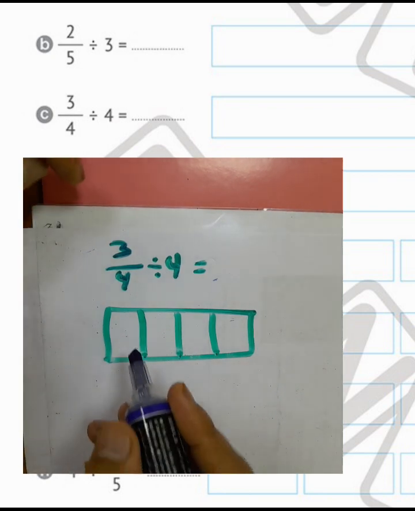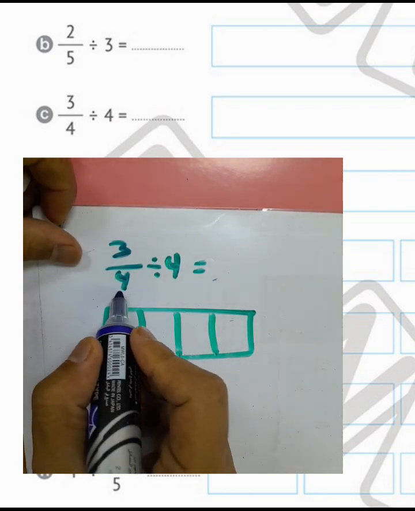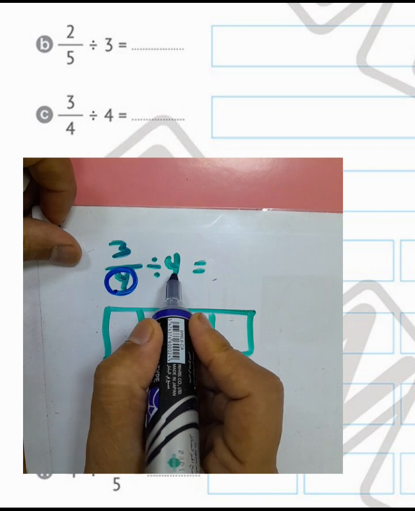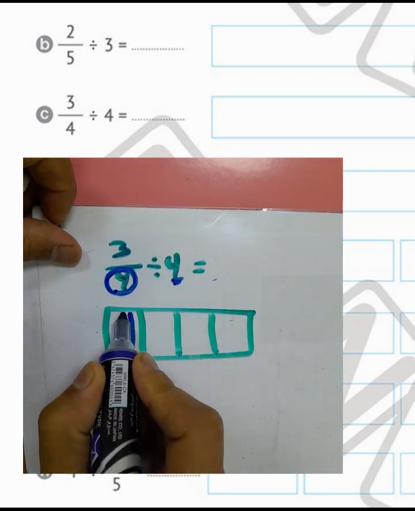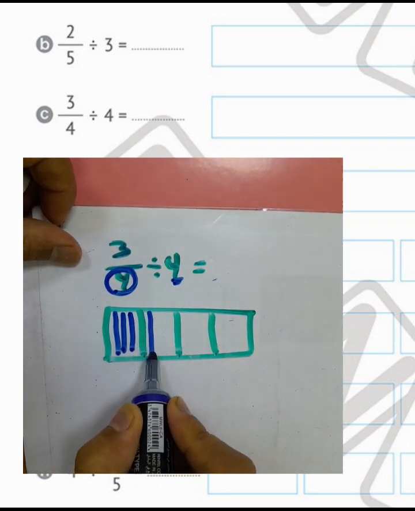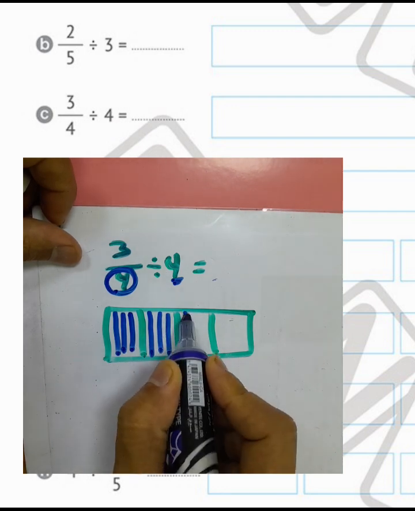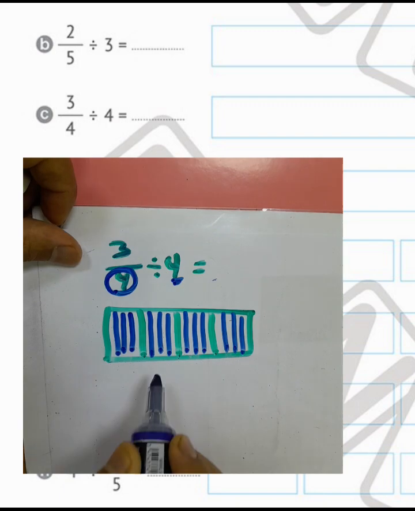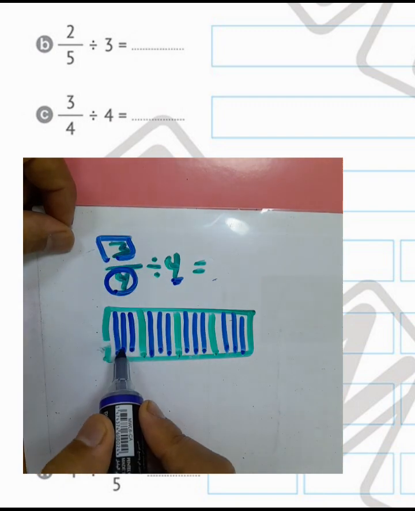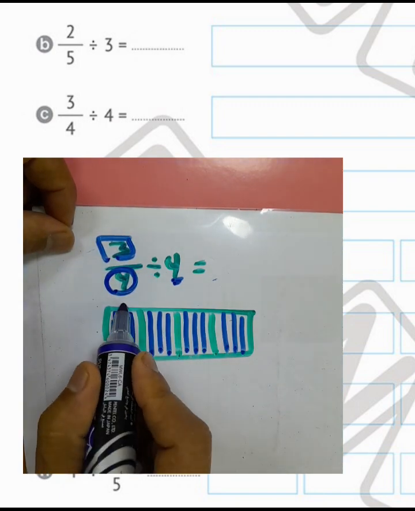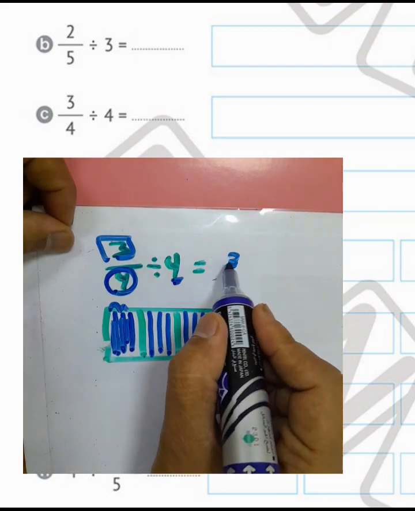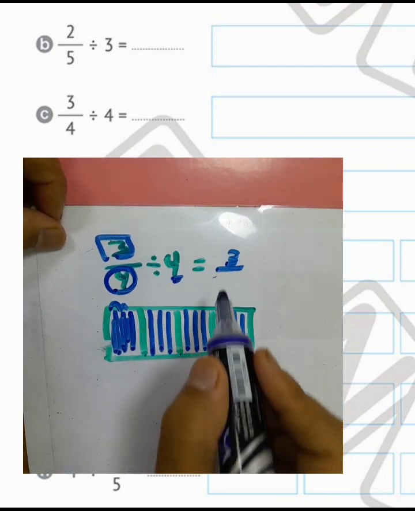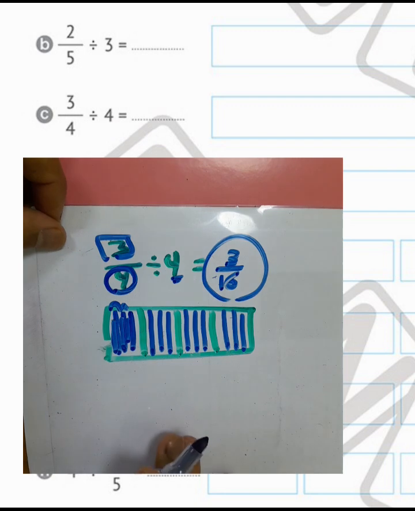How? We will divide it here. Each of the 4 parts is divided into 4 parts. 1, 2, 3, and 4, for each part. Okay, and then we must color 3 parts. 1, 2, 3. Colored 3 parts from how many parts here? 16. The result will be 3 over 16.